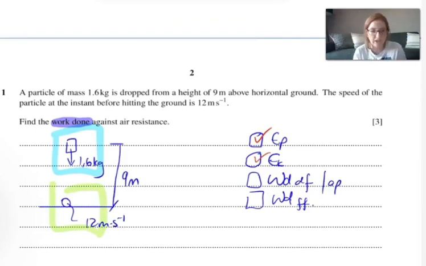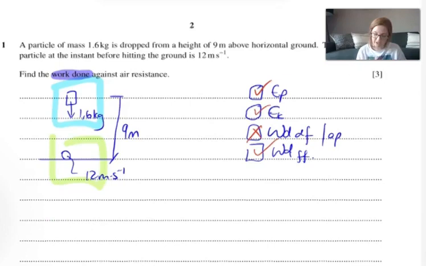So that's changing. Is there any driving force in this? No, there's not an engine or somebody pulling it down. Gravity is pulling it down, but we are accounting for that in our potential energy. So we don't need to look at work done by the driving force. Is there friction? In this case, yes. They want us to look at air friction. Okay, so those are my checklists.